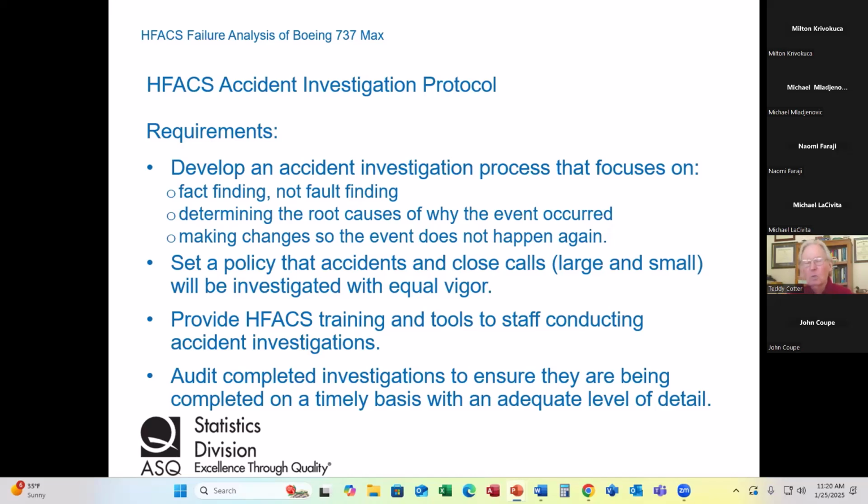HFACS is no different than planning a quality management system itself. We have the policies, we have the procedures, we have the goals, we have the production, actually Y equals F of X transformation, the control systems, and then the audit feedback.